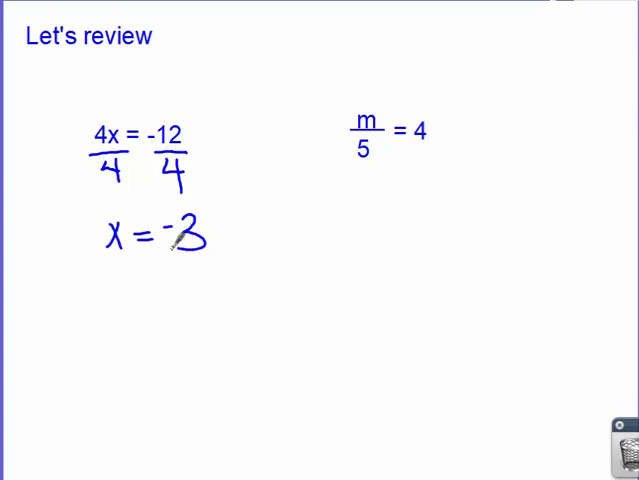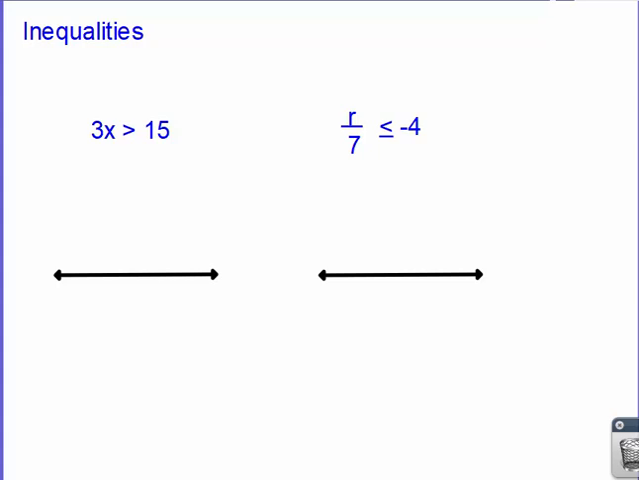If I have a division problem, okay, to get rid of a divide by 5, I do a multiply by 5. So I do a multiply by 5 on the other side, and I end up with m is equal to positive 20. So on both of those, we have just a single solution. But now what about inequalities? Well, it said on that one slide earlier that we do them exactly the same way. So let's see if that works.